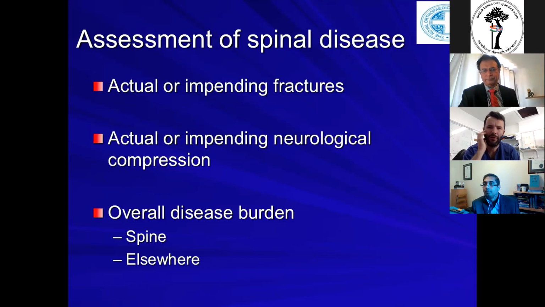Assessment of spinal disease. Once we've done the history and examination, we organise a battery of investigations based on what we think the differential diagnosis is. But the things we're looking out for, why we're doing these investigations, is to work out: is there actual or impending fracture? Is there actual or impending neurological compression? And also, what's the overall disease burden of this patient, both in the spine and throughout the body as a whole? So how do we go about doing that?